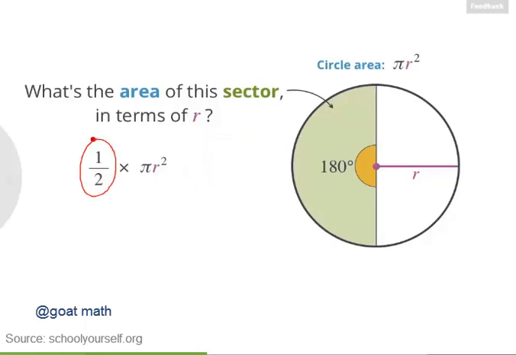Now where did this fraction 1/2 come from? Well, this sector represents half of the circle. In other words, this 180-degree angle here is half of the 360 degrees that make up a complete rotation around a circle. So 1/2 is the same thing as 180 degrees divided by 360 degrees.